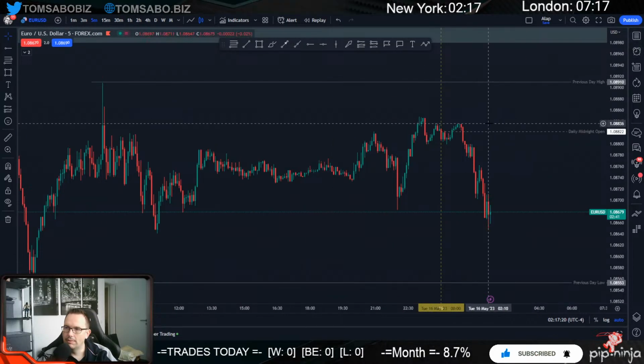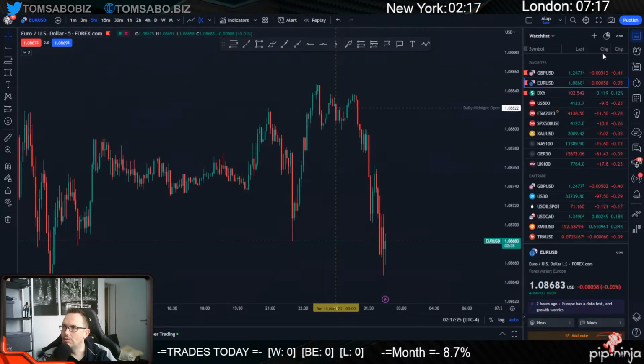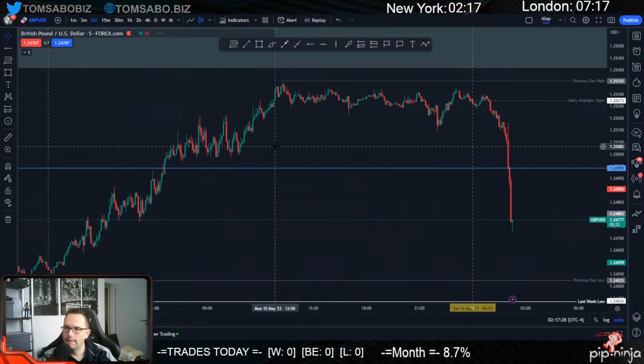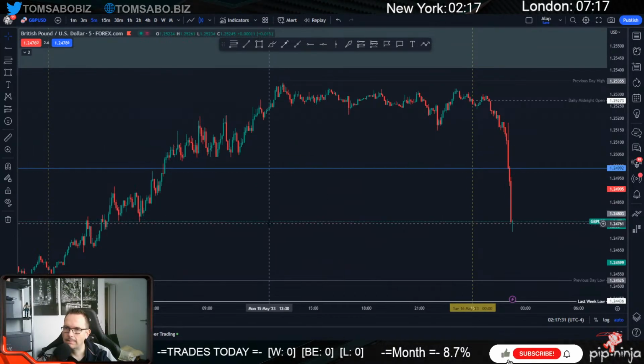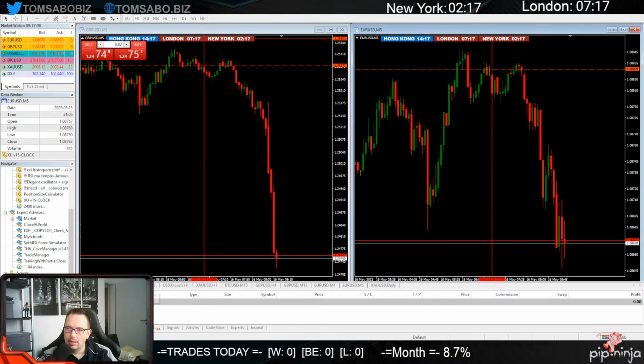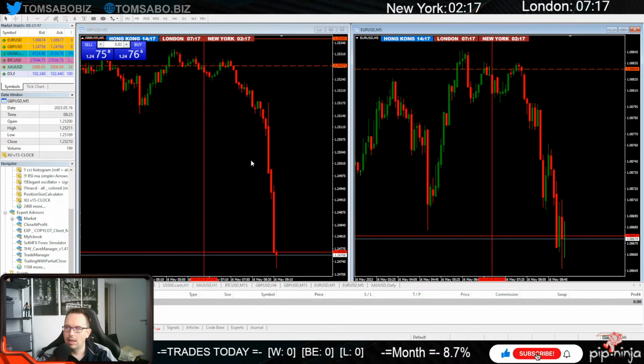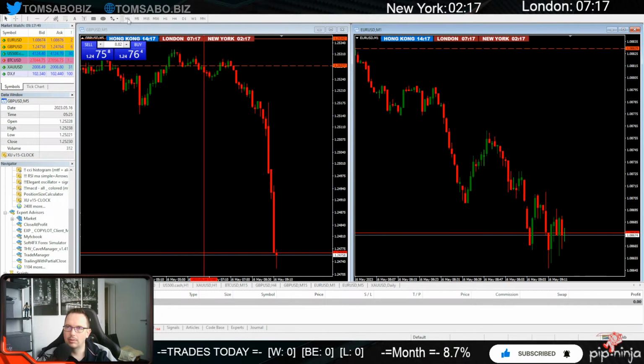So now we have a small chance for the euro and the pound to move up. A little bit of liquidity here on the 5 minutes, so nothing major. This is the pound and the euro on the 5 minute, both of them. And I think for now we're just going to wait and see how this is going to go.